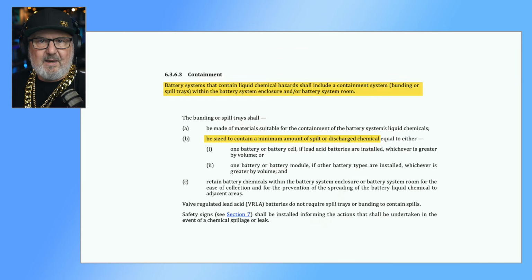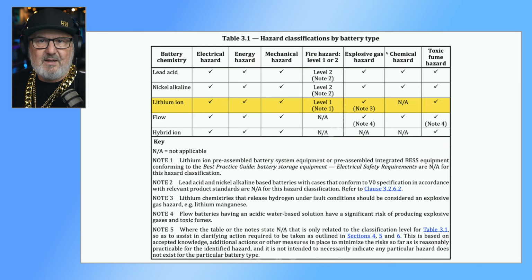Now, let's go back again to Table 3.1. Table 3.1 lists two other hazard categories for lithium ion. One is explosive gas and one is toxic fumes. Now, the toxic fume hazard's got a tick, so there's no negotiation. It's deemed to be mandatory. So that means you have to have a toxic fume hazard sign, and once you list the toxic fume hazard sign, you also have to list the PPE required in case of release of those toxic fumes.